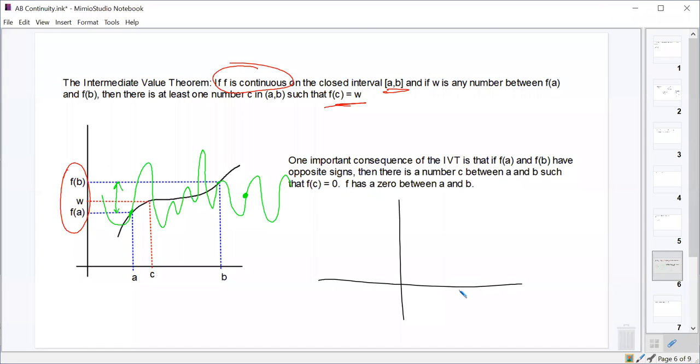So the major consequence of the IVT, the intermediate value theorem, is that if the function goes from a negative value up to a positive value, it must cross through the x-axis somewhere on that interval. There must be at least one zero, or one x-intercept, or one root to this function between A and B. So if it goes from negative to positive. Does that make sense?